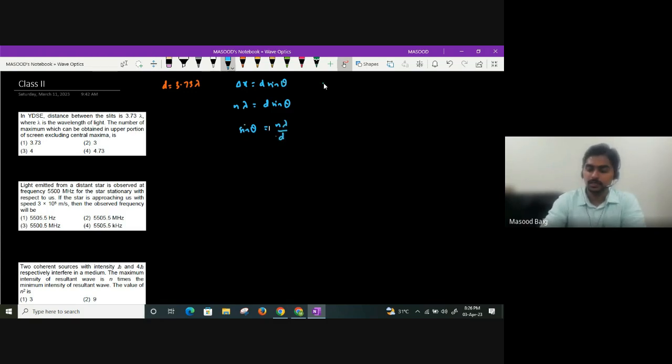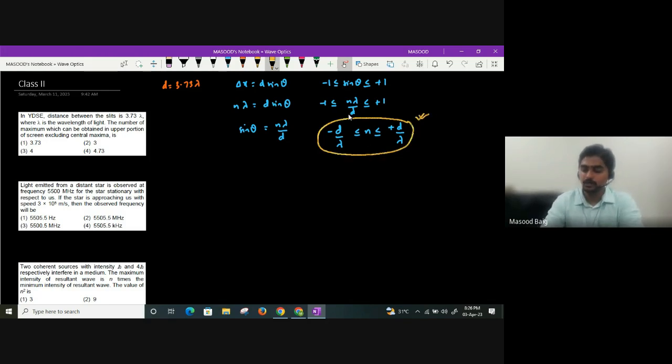And we know sine theta usually lies between what and what? -1 and +1. So I can write this as -1 less than or equal to n lambda divided by d less than or equal to +1. So here, minus d divided by lambda less than or equal to n less than or equal to plus d divided by lambda you will get. This is the condition to find the number of maximas formed, guys. So whatever integral values of n we have, those many maximas will be formed.